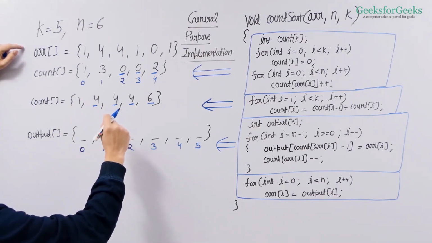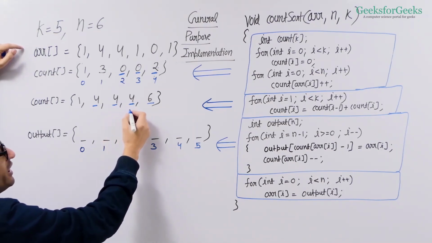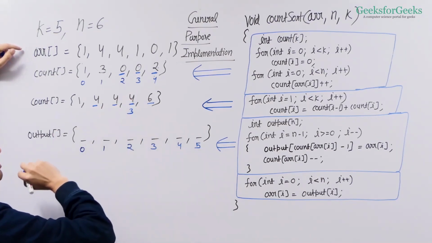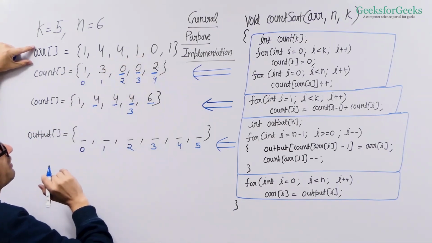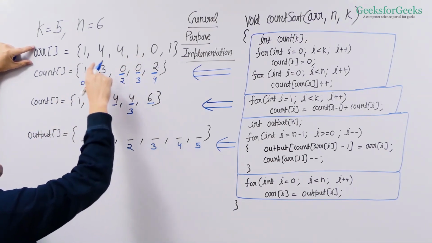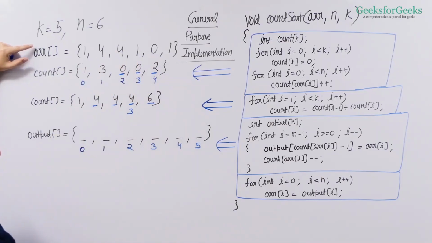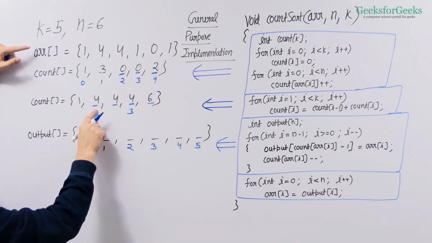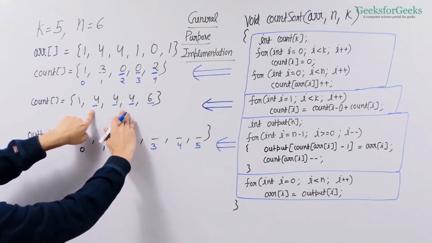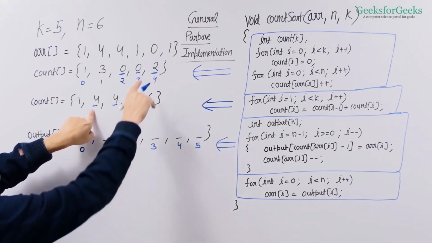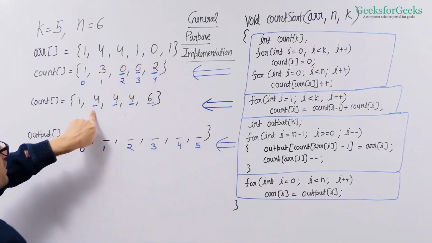For example, count of 3 indicates 3 is 4. How many elements in our input array are smaller than or equal to 3? There are 4 elements, 3 ones and 1 zero. Count of 1 also is 4. So how many elements in our input array are smaller than or equal to 1? We have 4 elements, 1 zero and 3 ones.